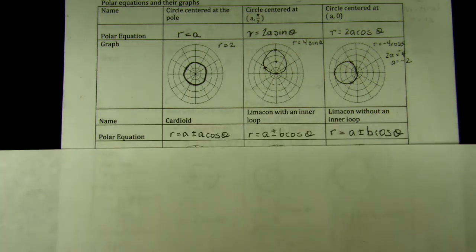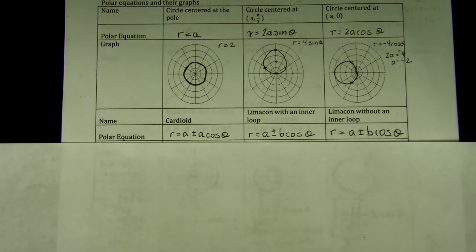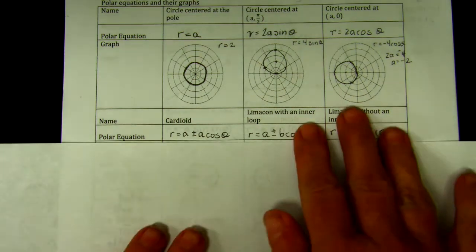All right, the next type that we're looking at is cardioids and limacons. We have limacons with an inner loop and limacons without an inner loop. We didn't graph any of those without an inner loop today, but you'll see an example one here that I've put in our note pack. You'll notice that if I have the polar equation r equals a plus or minus a cosine theta, we will get a cardioid. And you saw one of those in your notes today when you were graphing them with your table partner.